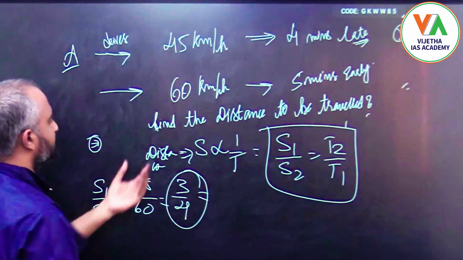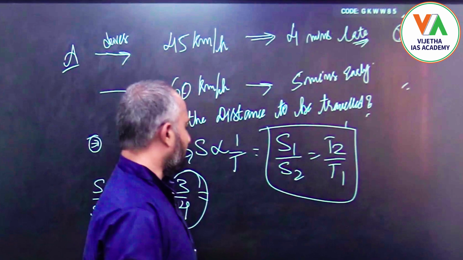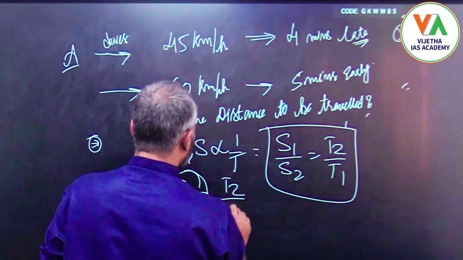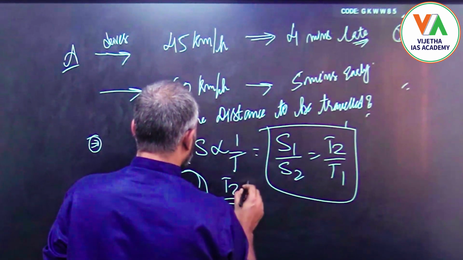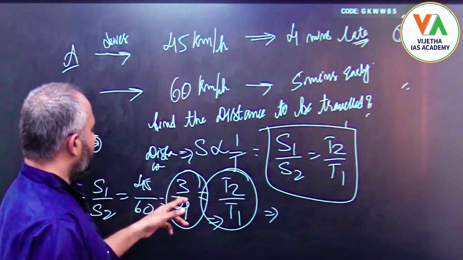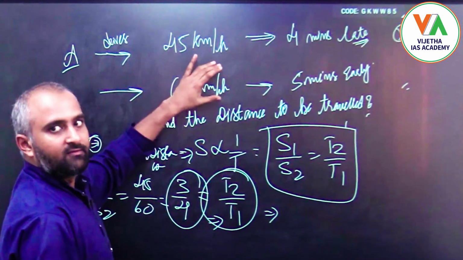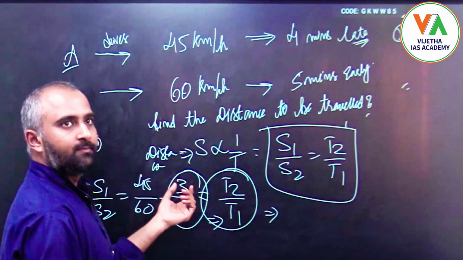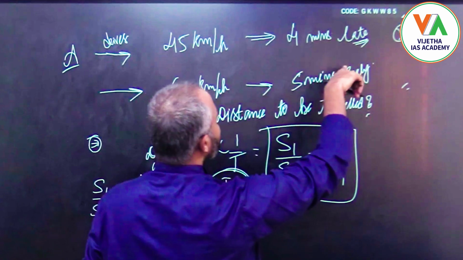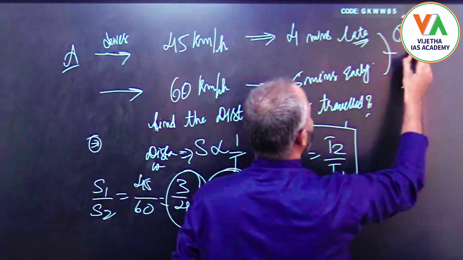Now, since the distance is constant, speed 1 by speed 2 is equal to time 2 by time 1. That is, with the second speed he takes 3 units of time, and in the first case he takes 4 units of time. Now, we know the difference between these. He is 4 minutes late and 5 minutes early, so the difference is 9 minutes.